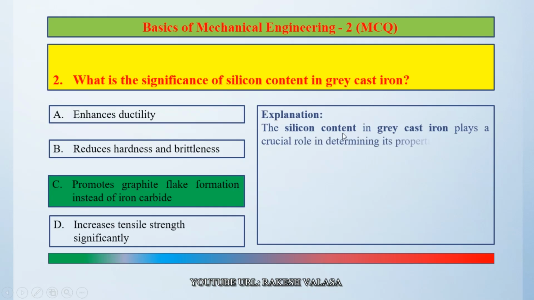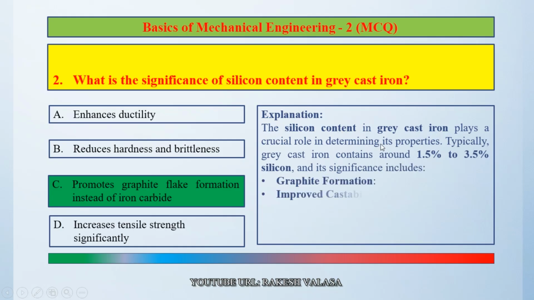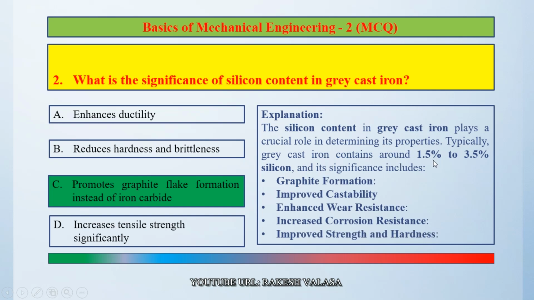The silicon content in grey cast iron plays a crucial role in determining its properties. Typically, grey cast iron contains around 1.5% to 3.5% silicon, and its significance includes graphite formation, second one improved castability, third one enhanced wear resistance, fourth one increased corrosion resistance, fifth one improved strength and hardness. So the correct answer is option C, promotes graphite flake formation instead of iron carbide.